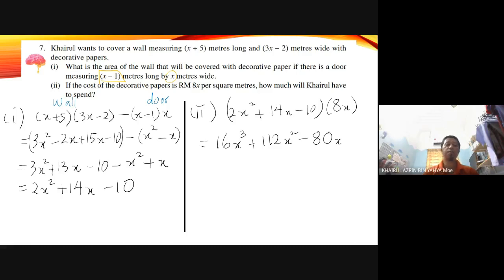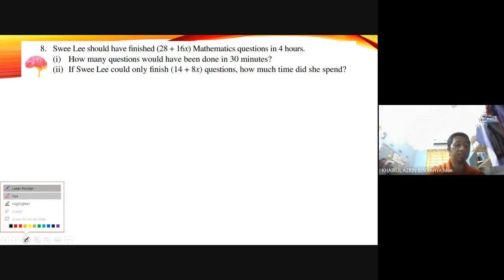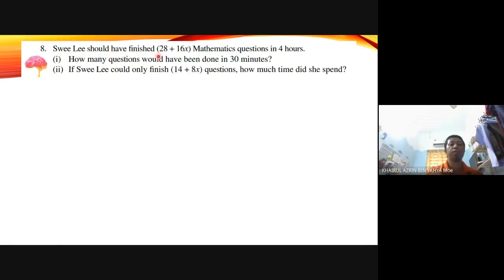Okay, so far okay. I proceed to question number 8. Let me use the laser pointer first. Okay. Sui Li should have finished 28 plus 16x mathematics questions in 4 hours. Number 1, how many questions would have been done in 30 minutes?